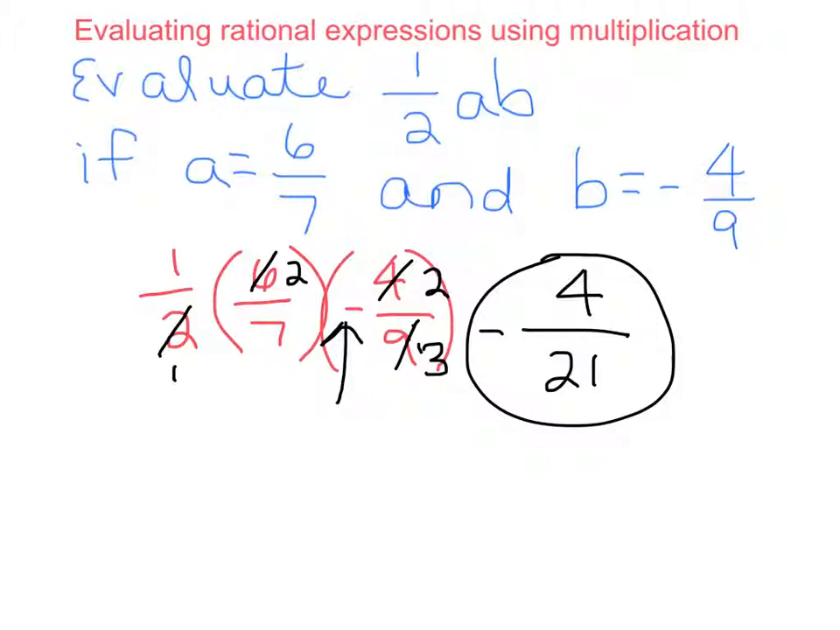If you did not want to use your greatest common factors here, you could also just multiply straight across. You're going to get a large fraction, and then you simplify, and you will get the same answer as -4/21.